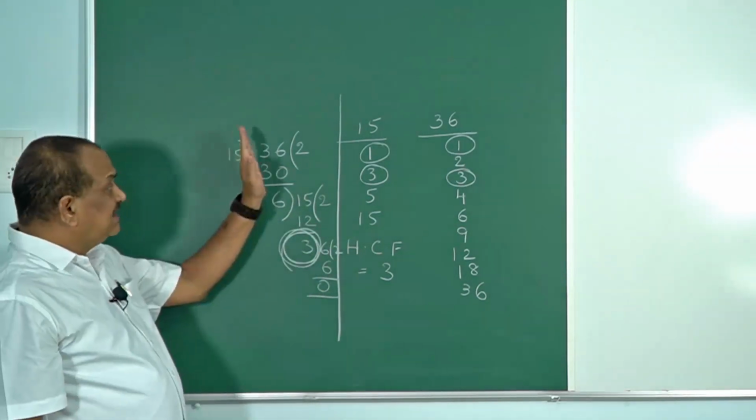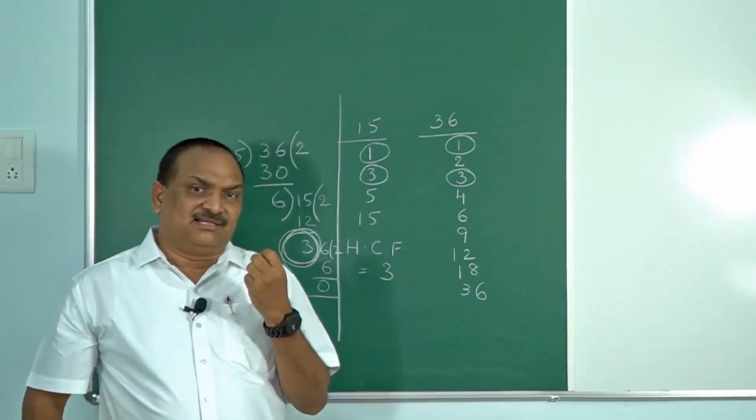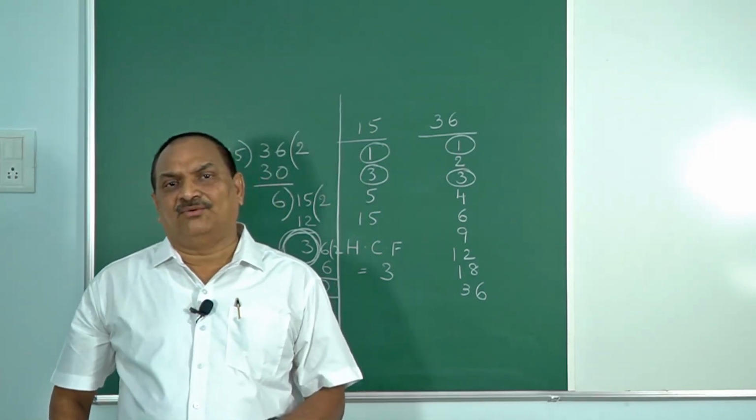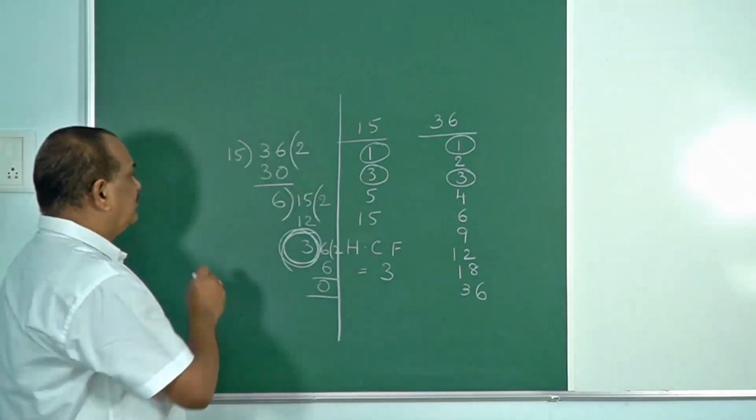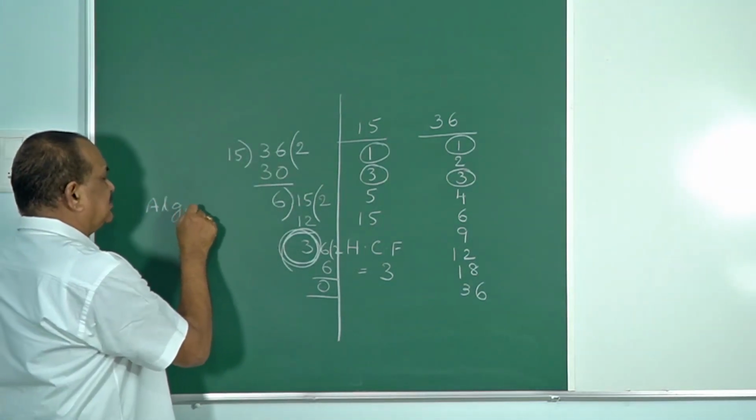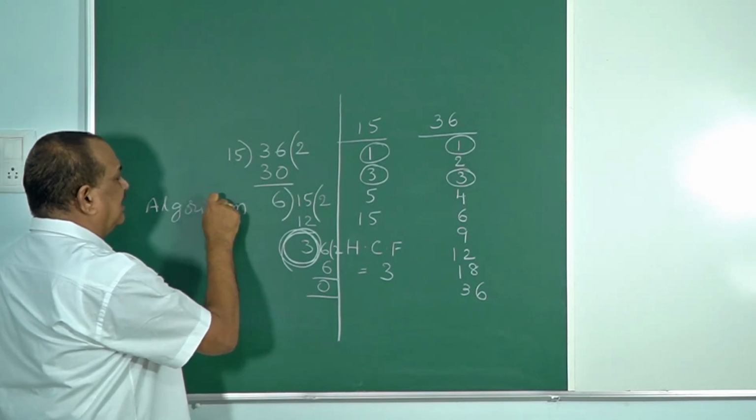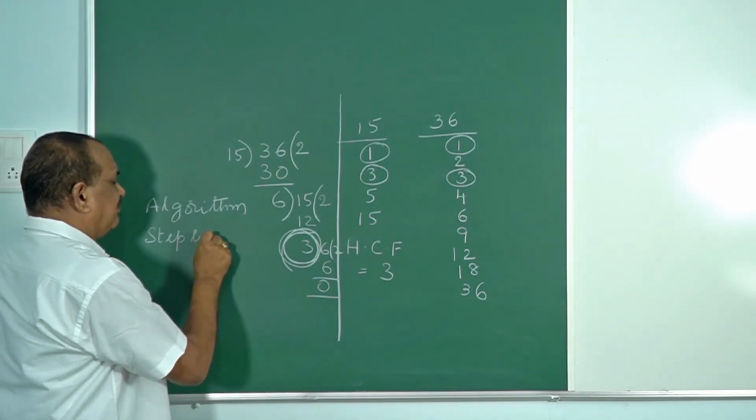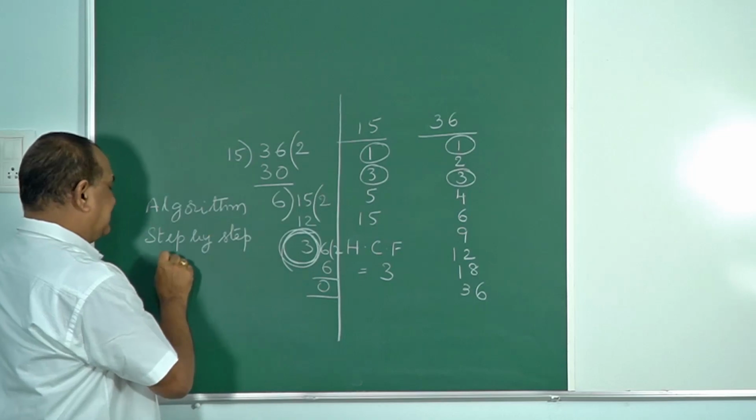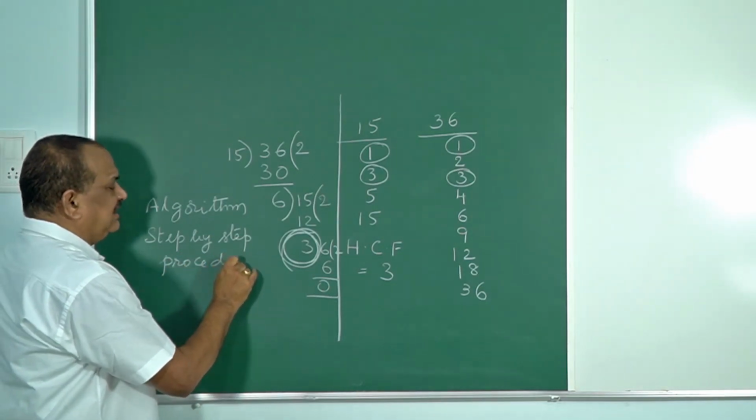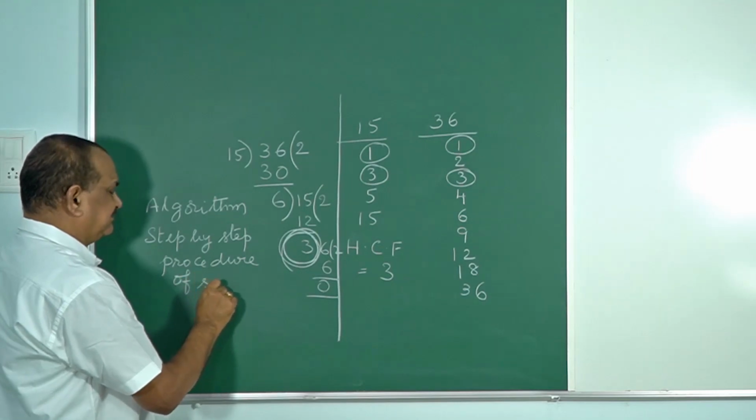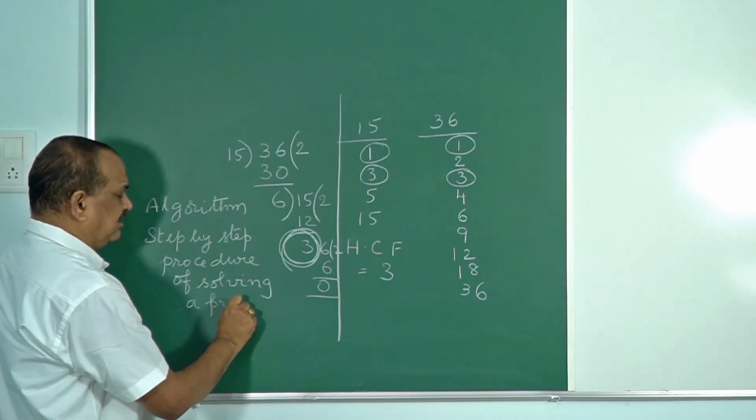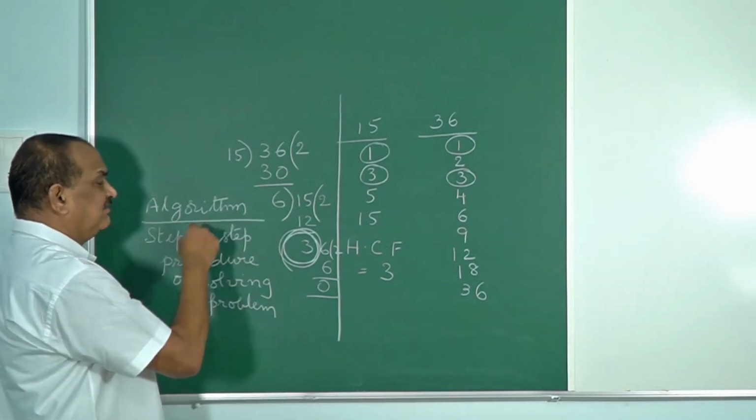As simple as that. So this also you learnt, and this should be understood, keeping in mind this Euclidean division lemma. And when you talk about an algorithm, it's a step-by-step procedure of solving a problem. That's called an algorithm, a step-by-step procedure of solving a problem.